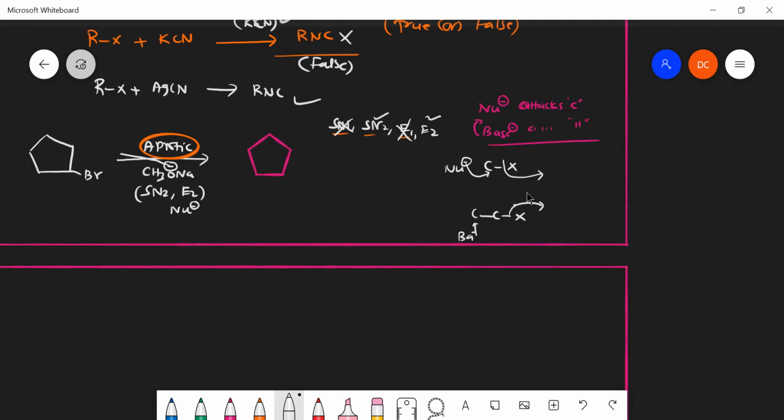The nucleophile will attack where the functional group is directly attached. That's what I tell you. The nucleophile will attack the carbon which is attached to the functional group directly. If it attacks, then Br will get replaced, and I'll get OCH3 as a product.